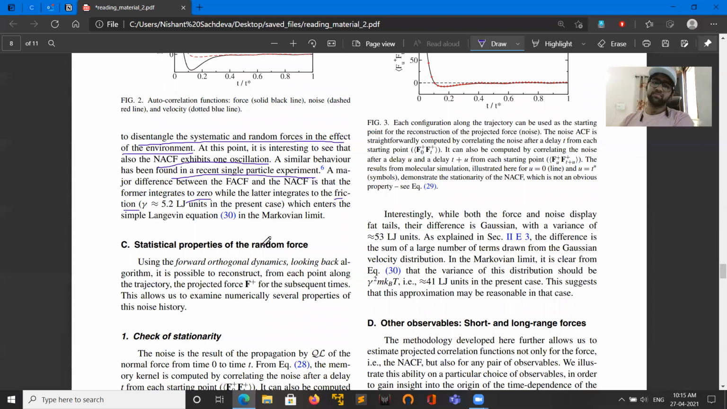That's interesting. So the friction that enters the simple Langevin equation in the Markov limit is the same friction that we get from integrating the NACF.